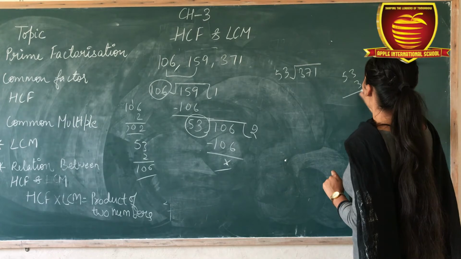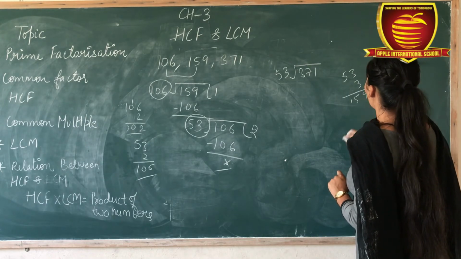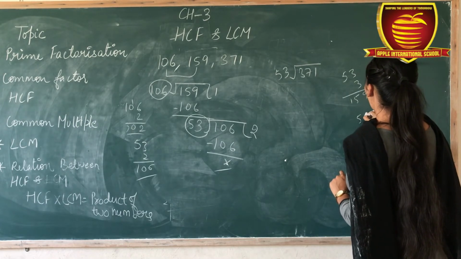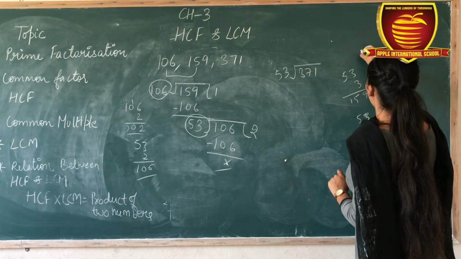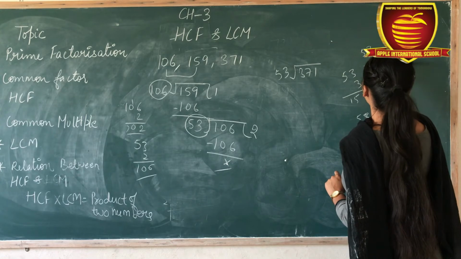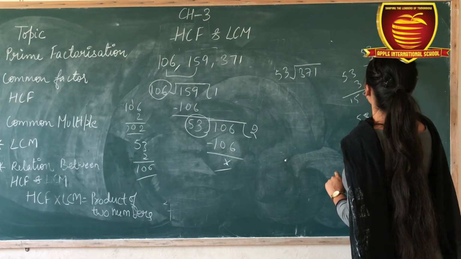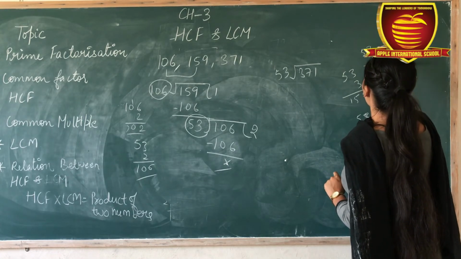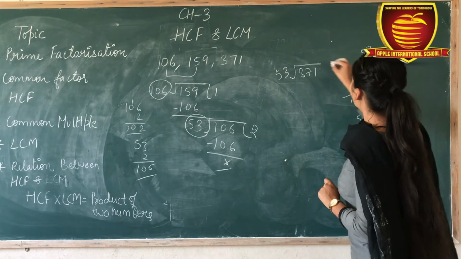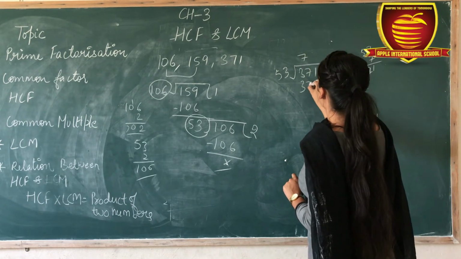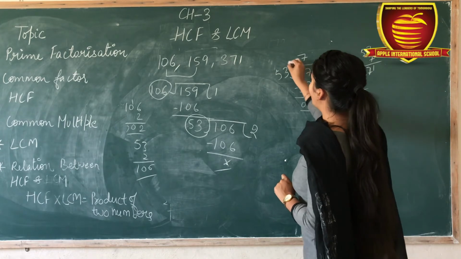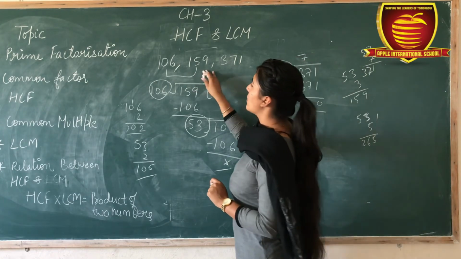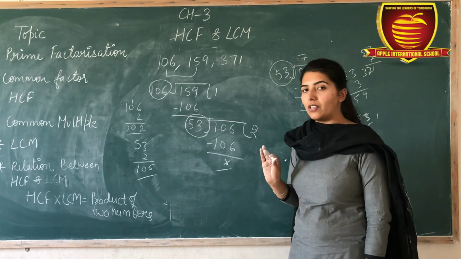53 3s are 159. 53 5s are 265. 53 7s are 371. So the highest common factor of these 3 terms is 53.